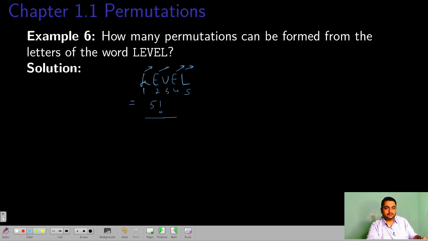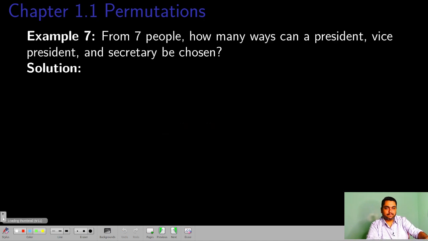We have to divide because both L's, the L's at positions 1 and 5, are indistinguishable. That means I cannot distinguish which L I am placing where. And similarly for E, that is repeated. So 5 factorial divided by 2 factorial, and divided by 2 factorial for E. So this answer comes out to be 30. This is how you have to solve.